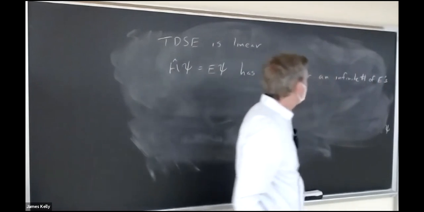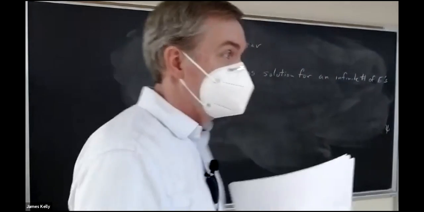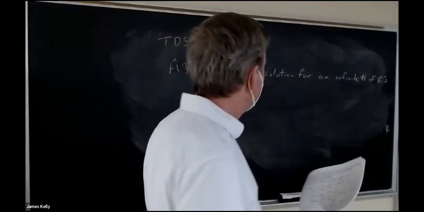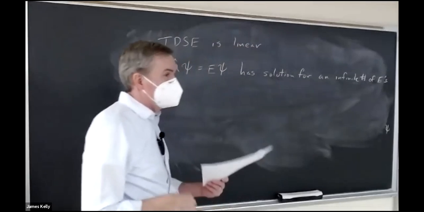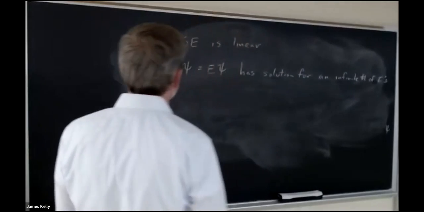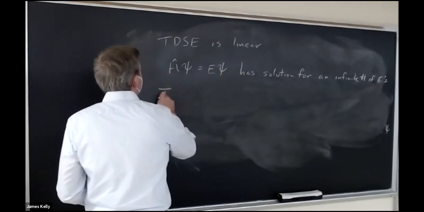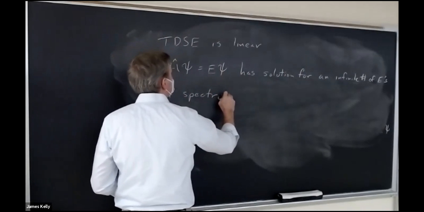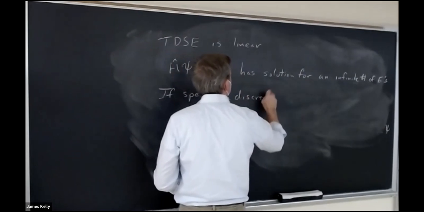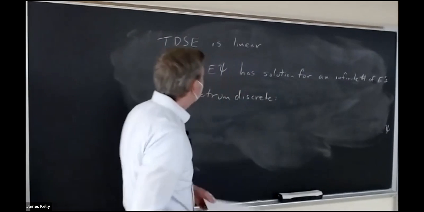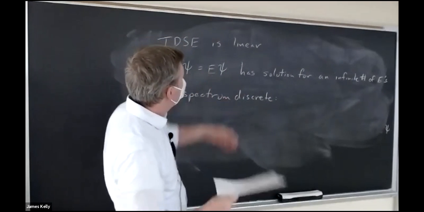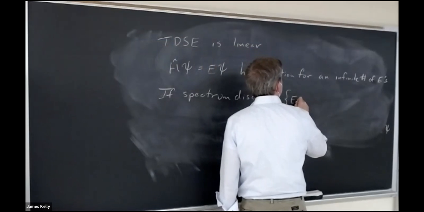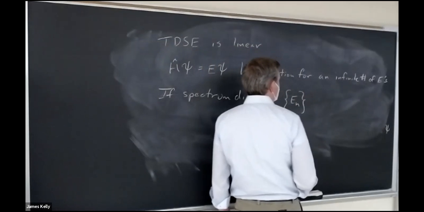Now, that infinite number could be discrete, as you're familiar with from the square well, right? There's an infinite number of energies that are allowed, or it could be continuous. We'll see several examples of those this term. If the spectrum is discrete, we have an infinite number of different solutions, right? So let's suppose the spectrum we might write as En, if we're using the notation from the infinite square well.